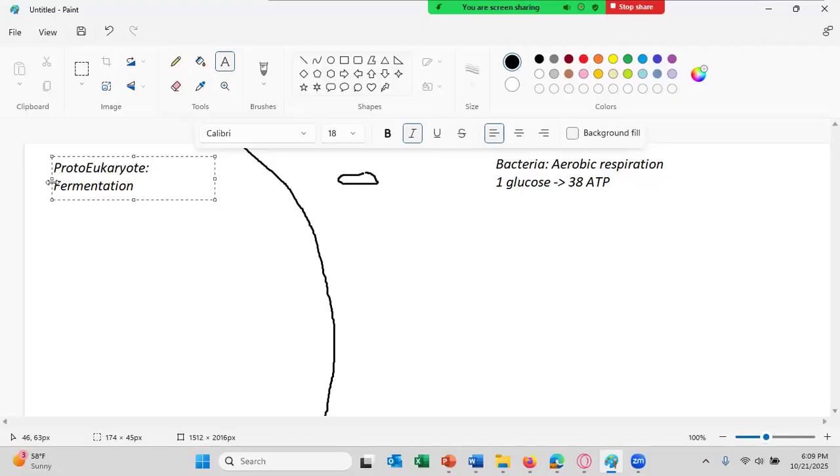Make it a little bigger that way. There we go. That means one glucose could make two ATP.